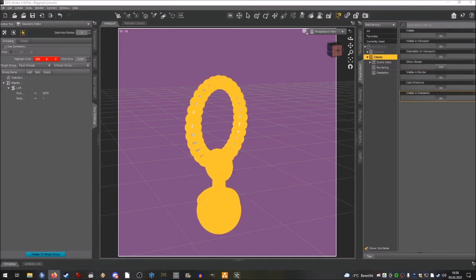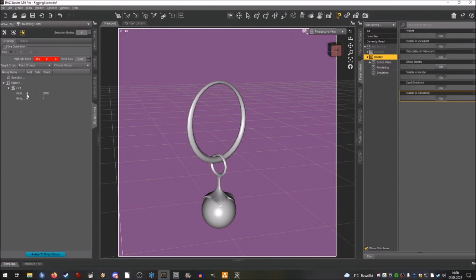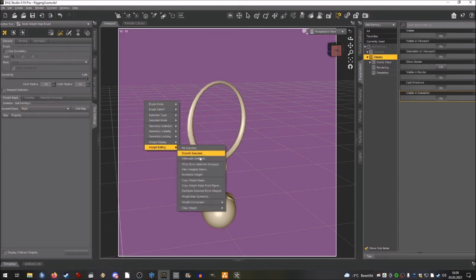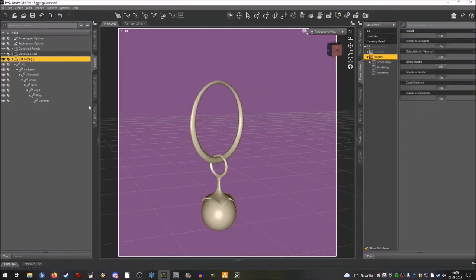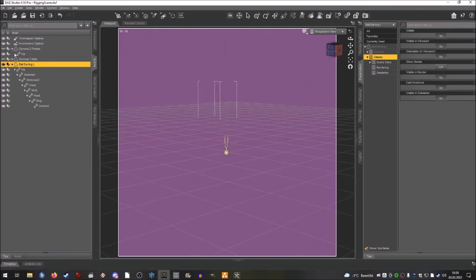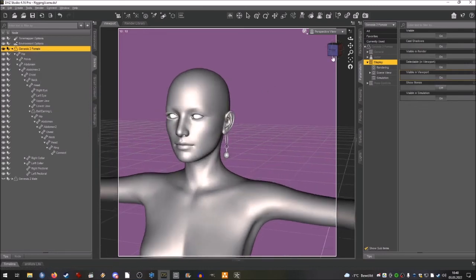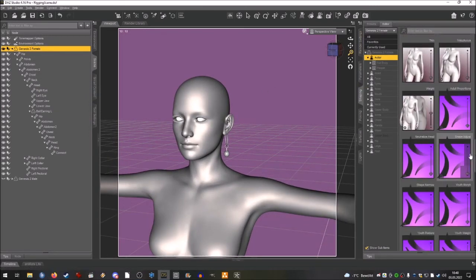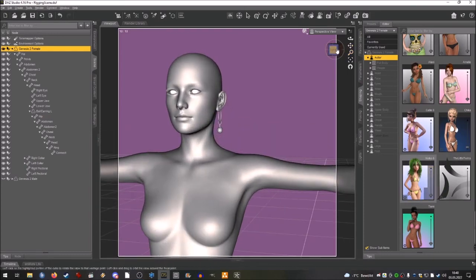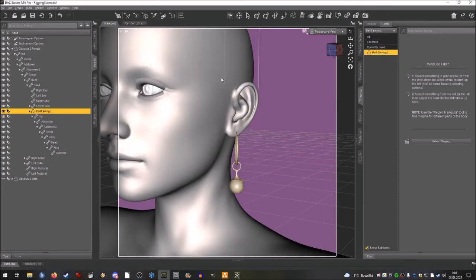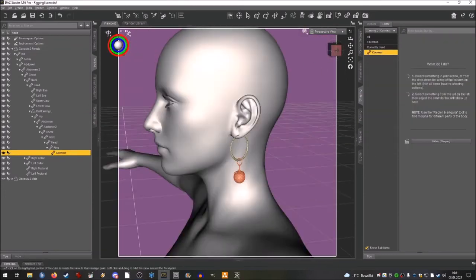The only thing that doesn't happen yet, sadly, is that it follows the figure. So when I morph Genesis 2, I'll do it in a minute, I guess. Right there. When I morph the figure, the earring is not deforming, which was the goal, but it's somehow moving weird within the figure. So I have to look how I do that again.